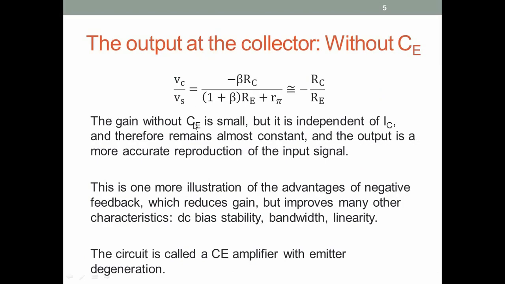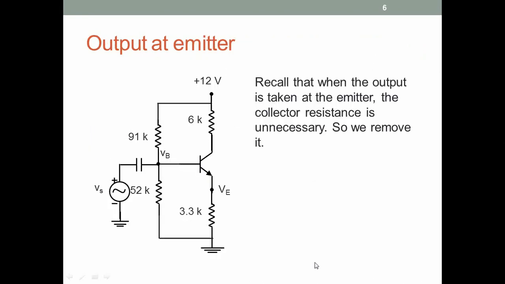Alright, so this circuit without CE, or with RE present for the AC circuit, is called a common emitter amplifier with emitter degeneration. Now let us look at the same circuit with the output taken at the emitter. We again looked at this circuit briefly before. We'll discuss this more in detail now.